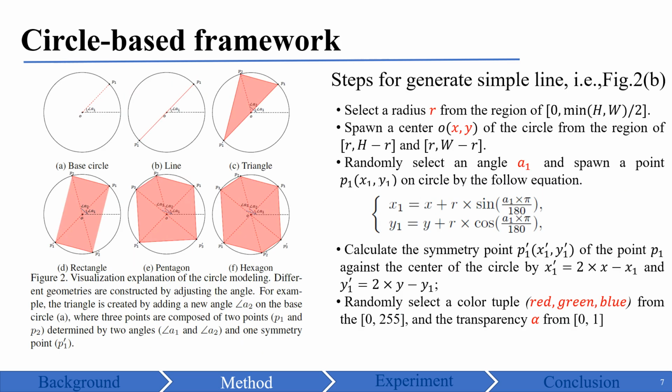In this work, we propose a novel circle-based framework to generate reflected light of various geometries and colors. We also provide the steps to generate a simple line on the right slide. Specifically, first, select a radius from the defined region. Second, spawn a center point of the circle from the following region. Third, randomly select an angle and spawn a point on the circle by the following equation. Fourth, calculate the symmetry point of P1 against the center of the circle by the following equation. Finally, randomly select a color tuple and a transparency.